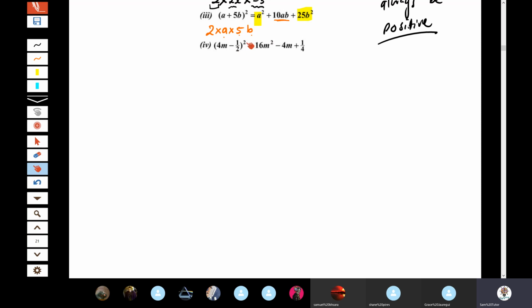4m take away half squared. Again, first one squared. 4 squared is 16. M squared is M squared. Then you do twice the inside. So 2 times 4m times negative half. Plug it into your calculator with the numbers. 2 times 4 is 8. 8 times negative half is negative 4. And you still got an m, so negative 4m.